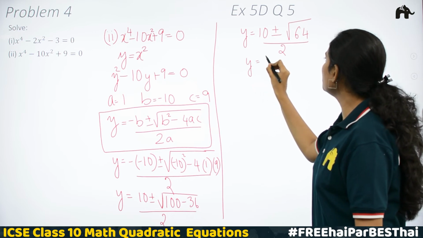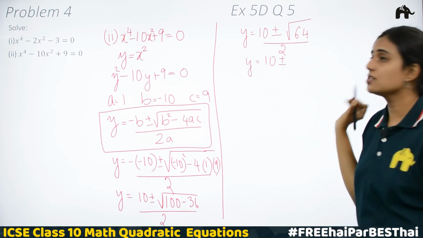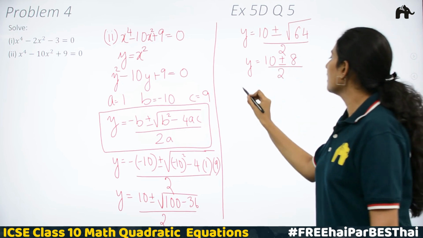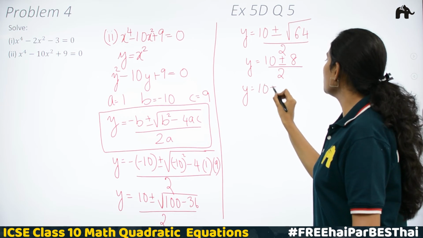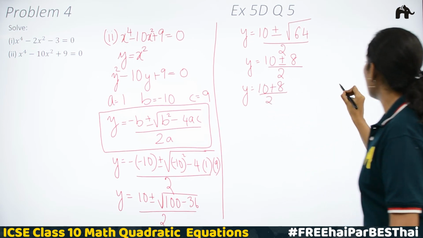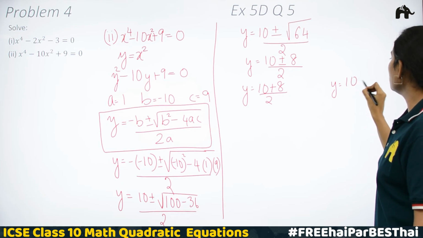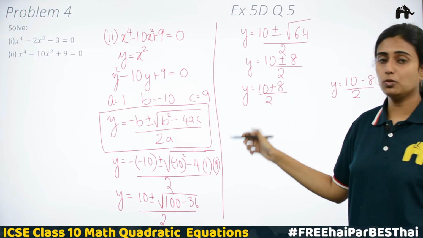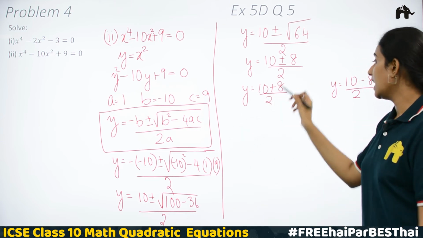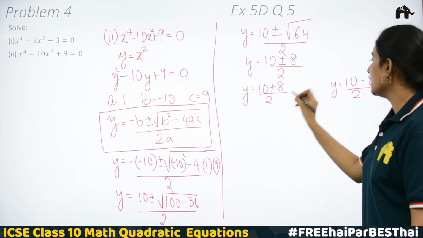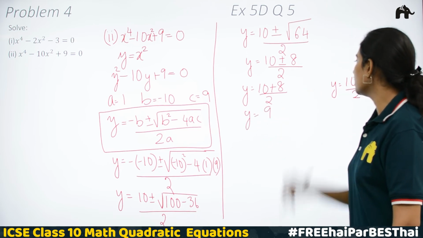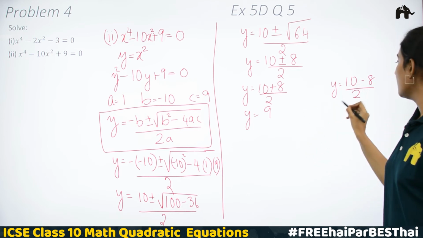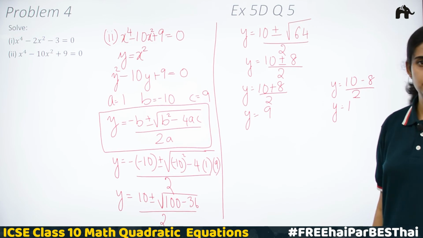Y is equal to 10 plus or minus, what is root 64? 8. 8 by 2. Y is equal to either 10 plus 8 by 2 or y is equal to 10 minus 8 by 2. When y is equal to 10 plus 8 by 2, what is 10 plus 8? 18. 18 by 2? 9. So, y is equal to 9. Okay. 10 minus 8 is 2. 2 by 2? 1. Therefore, y is equal to 1.